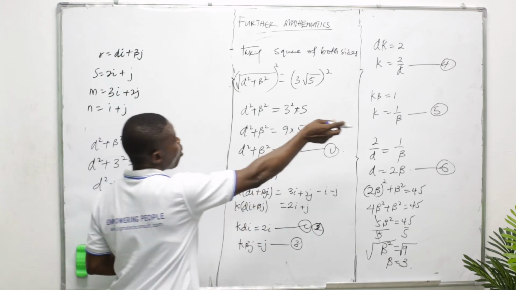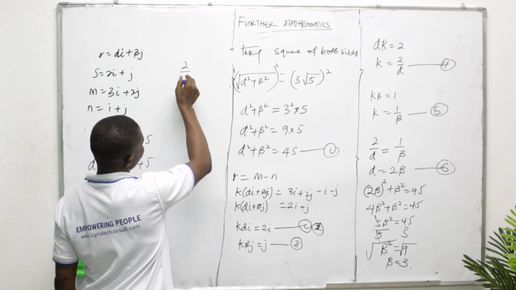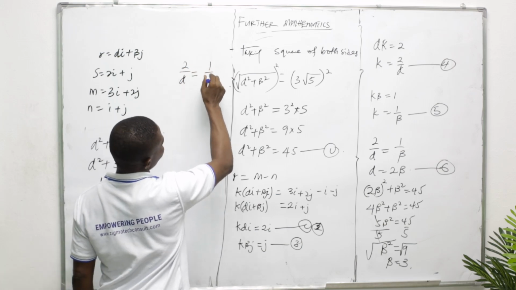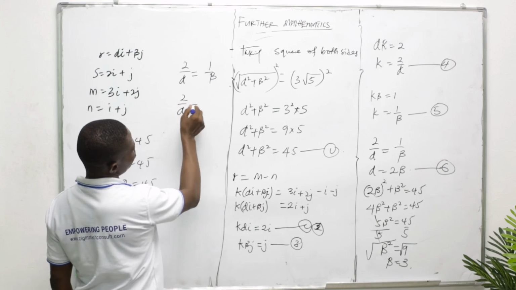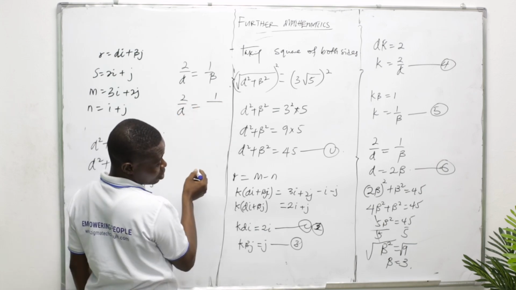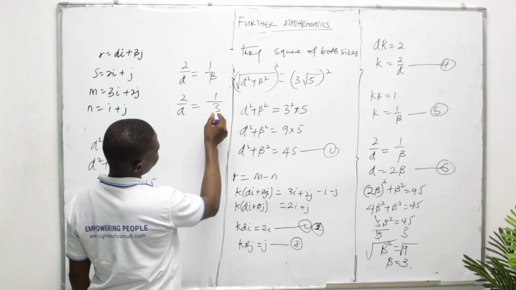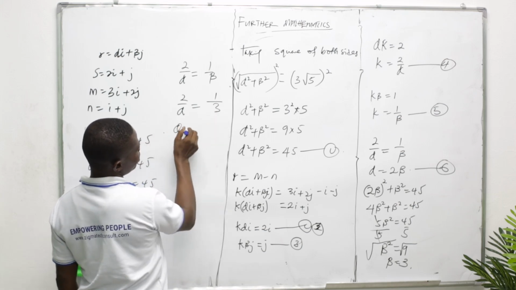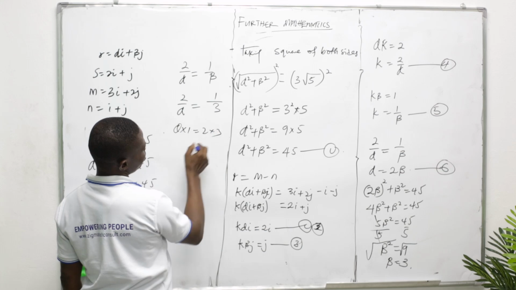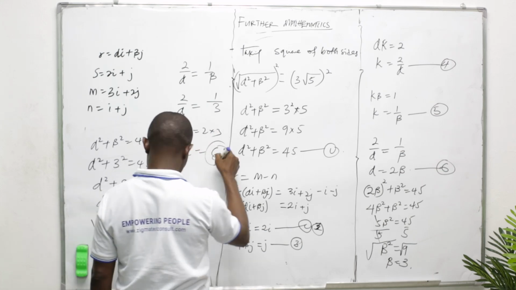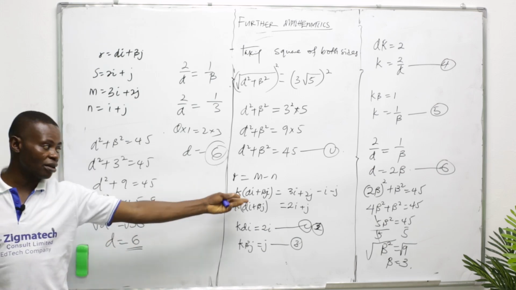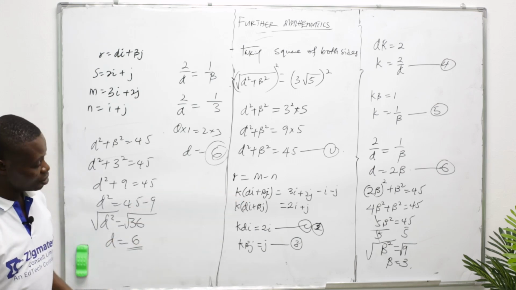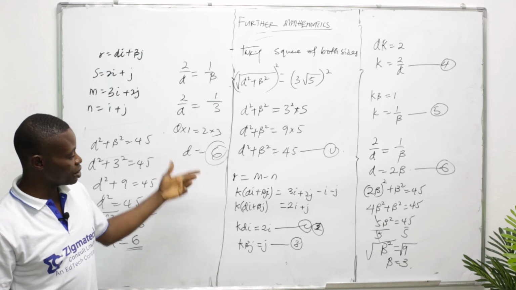You can say, recall that 2 all over alpha equals 1 all over beta. Am I communicating? Yes. So 2 all over alpha equals 1 all over beta. Who is beta? Beta is 3. Then what will happen? Alpha times 1 equals 2 times 3. Alpha equals 6. So they are the same. You can approach it however you want.